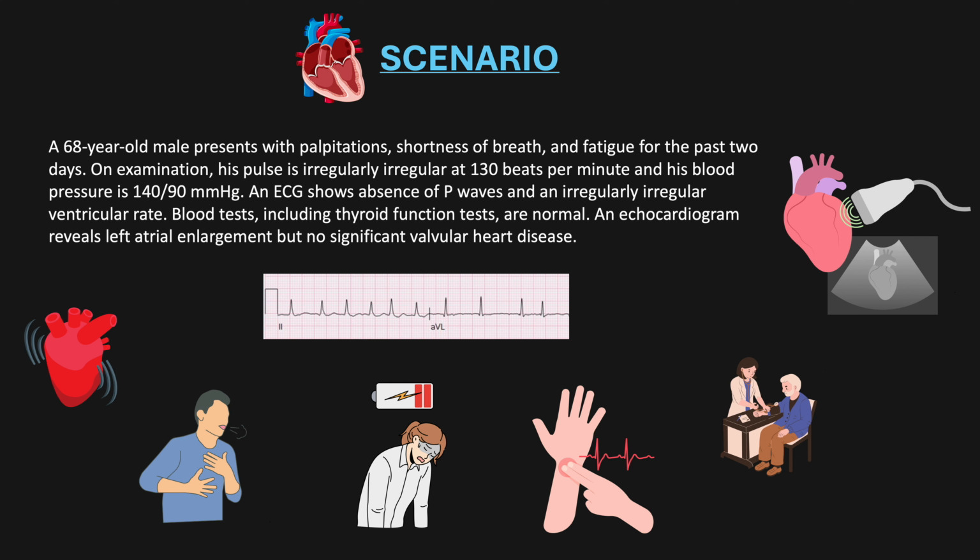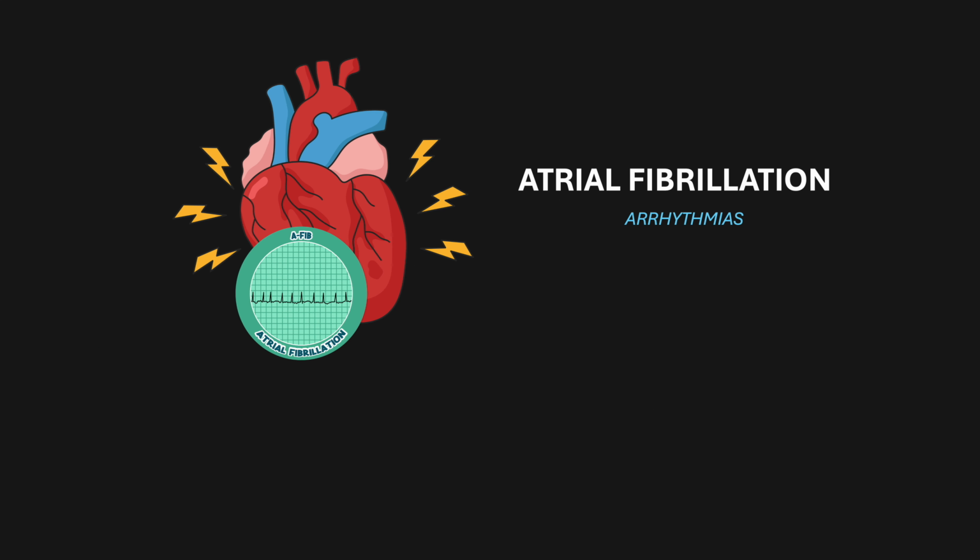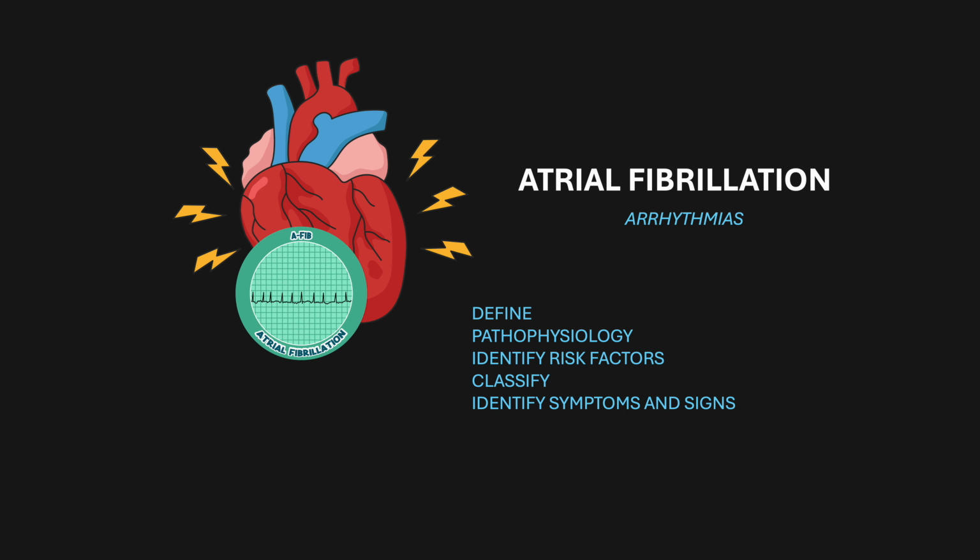Now, you can expect such a question in an exam, and if you think about it, the answer to this is obviously atrial fibrillation. In this video, we'll go through all of these clinchers that can point towards atrial fibrillation, and we'll be talking about what atrial fibrillation is and its pathophysiology. We'll identify risk factors for it, classify it, identify its symptoms and signs, and then learn how to manage patients with atrial fibrillation. If you want to skip any part, the timestamps are below.